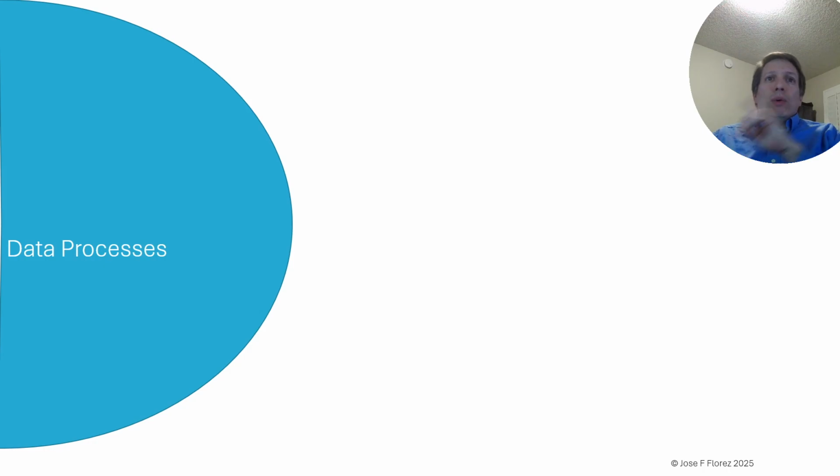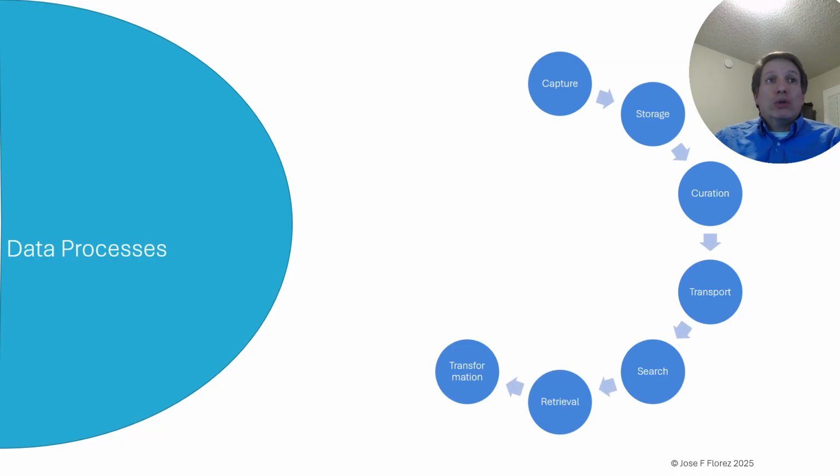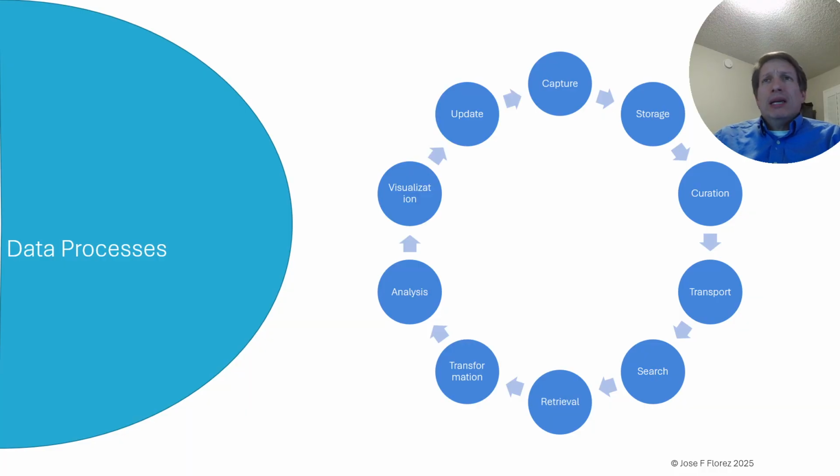That said, when we talk about the data processes, information systems are going to help us to capture, store, curate, transport, search, retrieve, transform, analyze, visualize, and update the data. Then any system that helps us to do any of these elements with data is what we're going to be calling information systems.